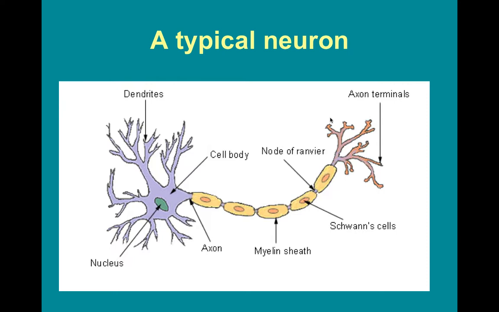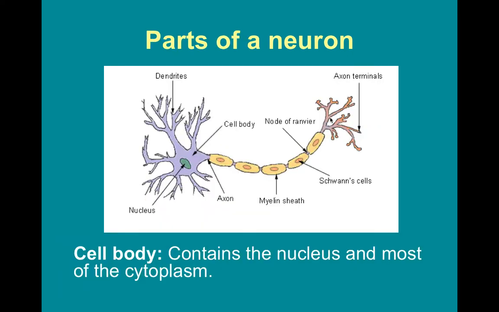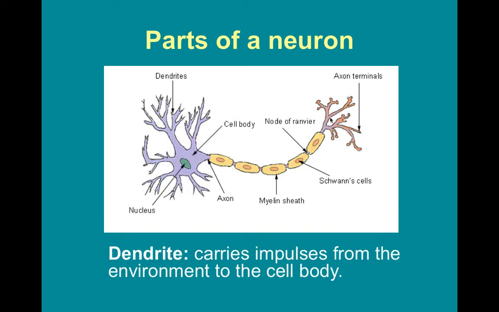This is a typical neuron, and we're going to look at the parts. So this is one cell. The cell body is right here. It contains the nucleus and most of the cytoplasm of the cell. Dendrites are those branches that come off of the cell body, and they carry messages or impulses to the cell body.